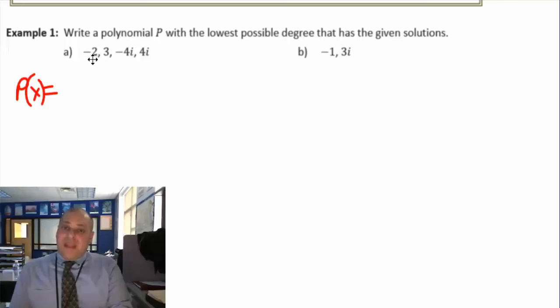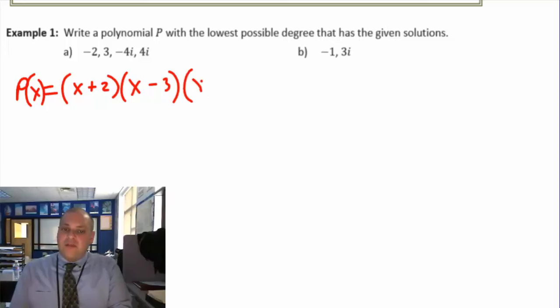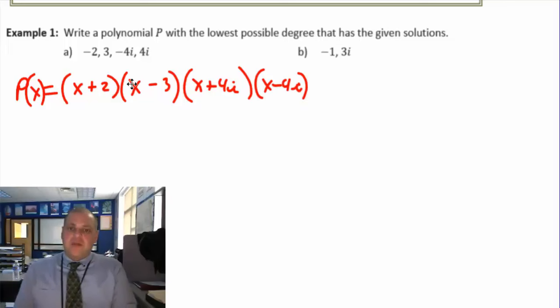Minus 2 is one of my solutions, so I know x plus 2 is going to be a factor. Negative 3 is a solution, so I know x minus 3 is going to be a factor. And then minus 4i, so it's going to be x plus 4i. And then 4i, so x minus 4i. There's my factors. 2 of them are real, 2 of them are complex.